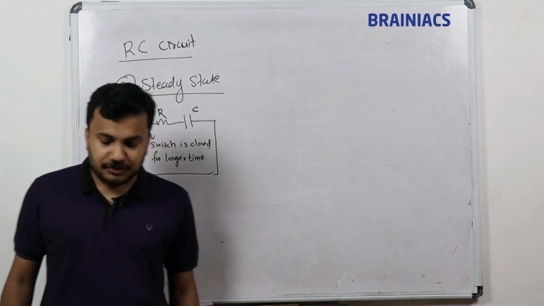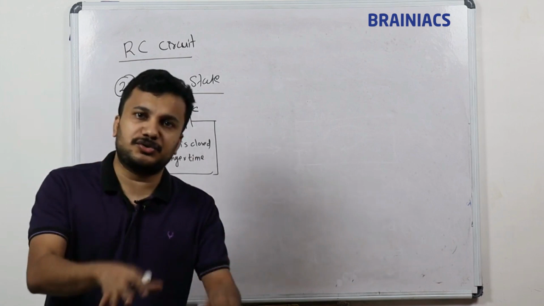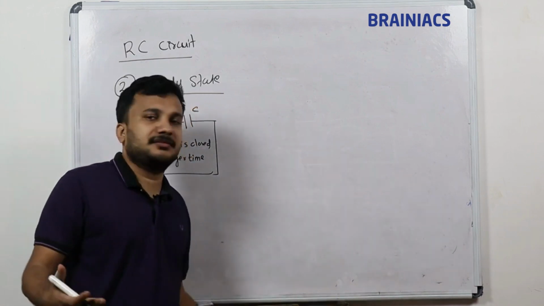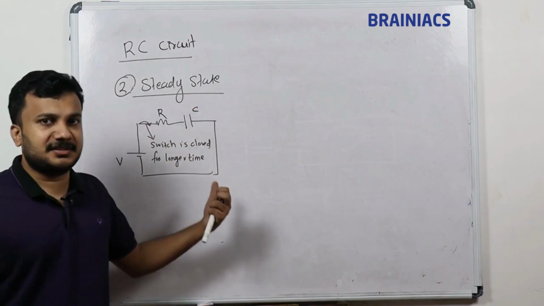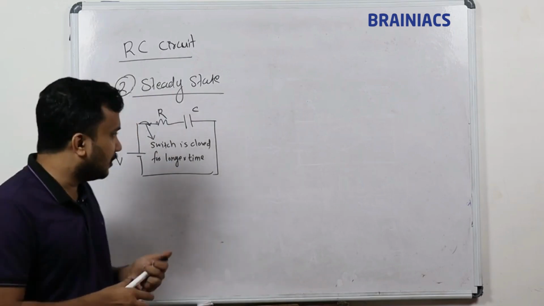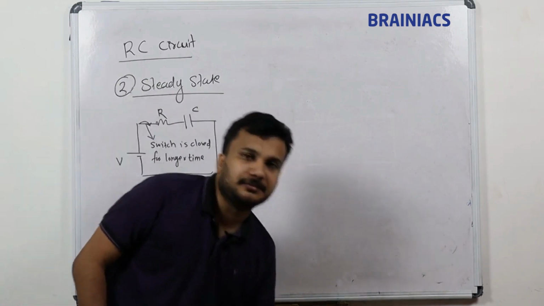If the switch is immediately closed, we say it is a transient state. Now I close a switch. After 5 minutes I come and observe what is happening in the system. This is the system, or this is the circuit. After 5 minutes I come and have a look and see what is happening here.